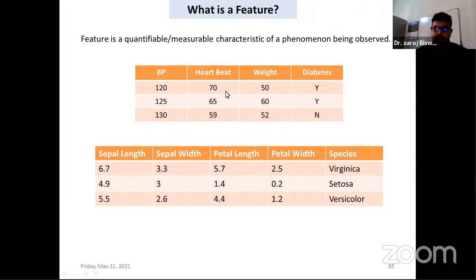So here, if we talk about the features, these are the features: BP, blood pressure, heartbeat, weight, and this is the class. And again, this problem is also discussed: the Iris problem. In the Iris problem, these are called features: sepal length, sepal width, petal length, petal width. These are actually called features.